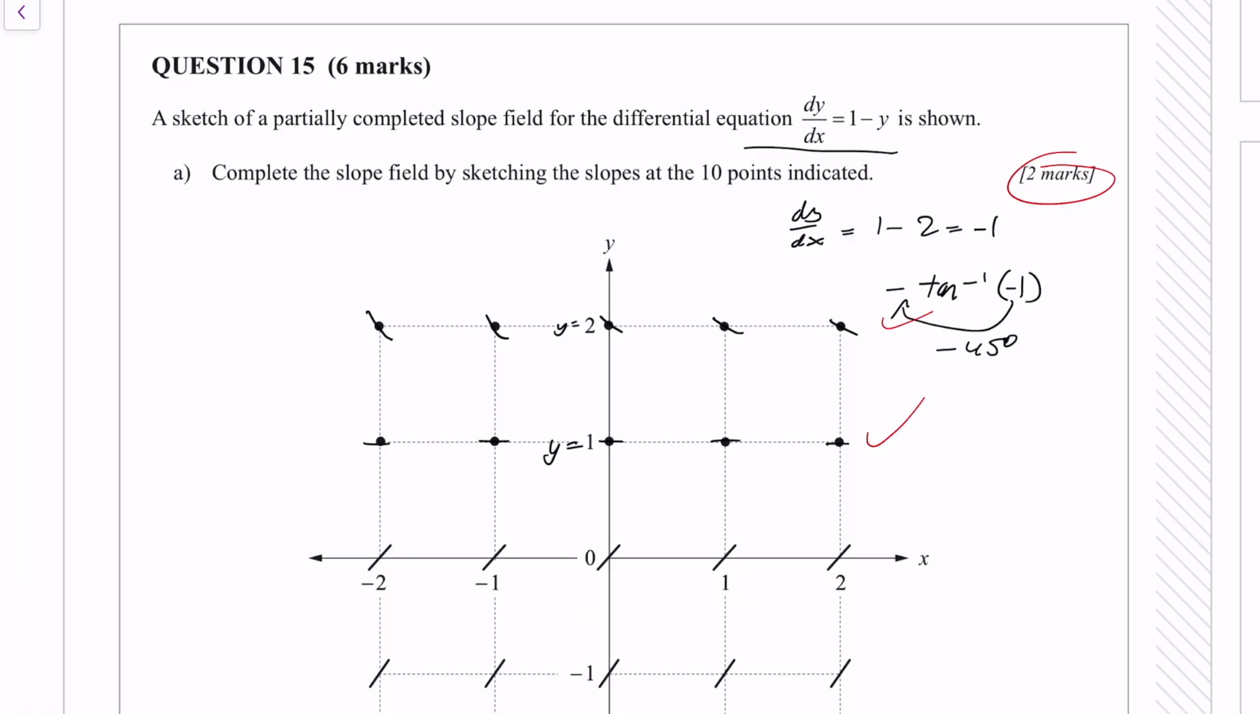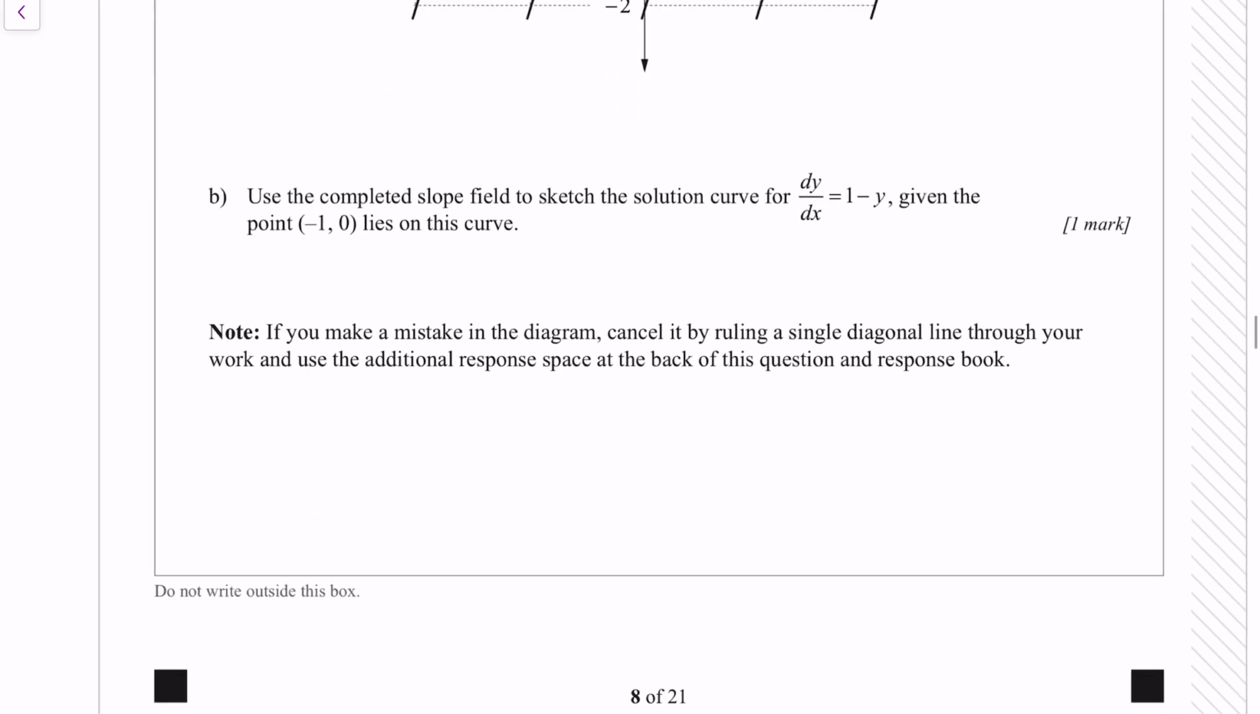1 mark for the slope as 0 for y equals 1, and the slope as -1 for y equals 2. All right, moving on.